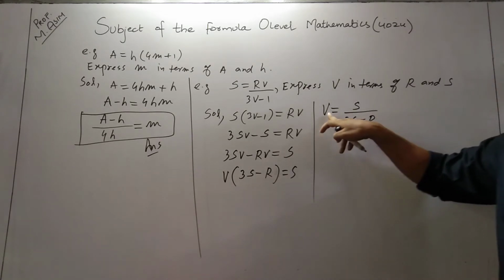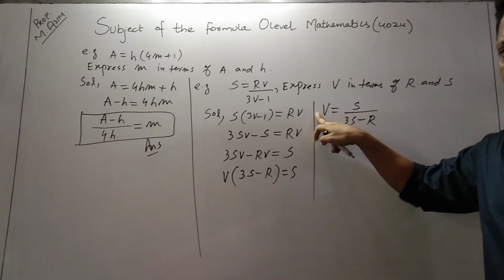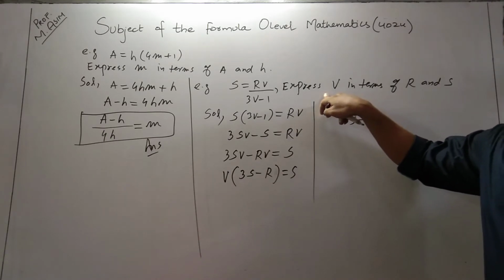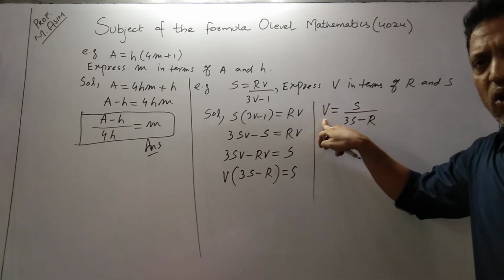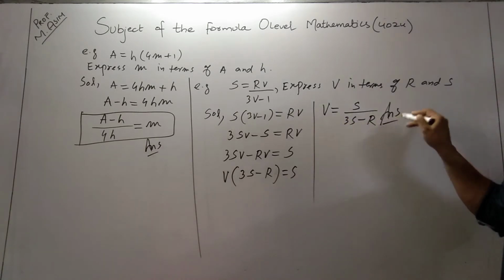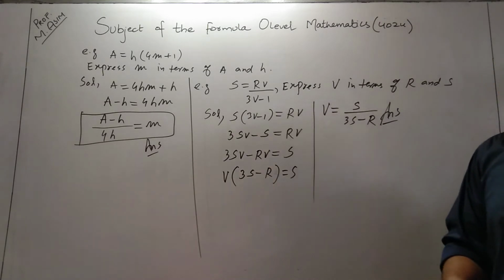Now, is there any coefficient of V instead of 1? No. Is there any exponent of V instead of 1? No. Is there any denominator of V instead of 1? No. Hence, our requirement has fulfilled. V becomes the subject of the formula. Okay.